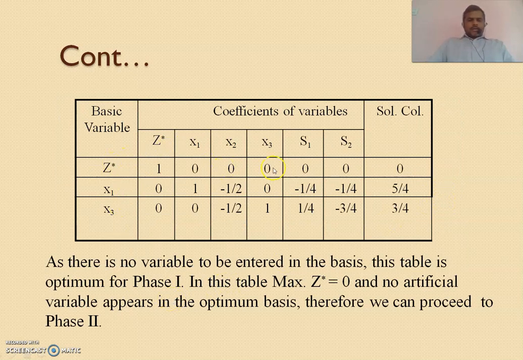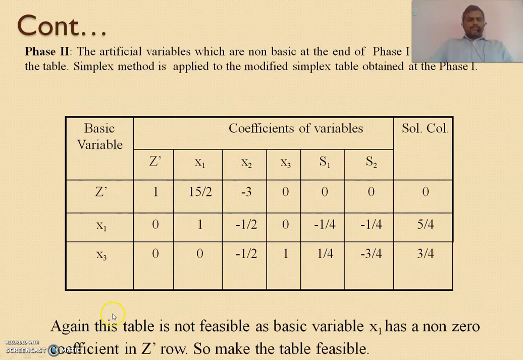Here our solution is this one. Here artificial variable is not there. Here I have written one sentence: as there is no variable to be entered in this basis, this table is optimum for phase first, because z star is 0 and artificial variable is not visible here. In this table, maximum z star equal to 0, no artificial variable appears in the optimum basis. Therefore, we can proceed to the phase second.